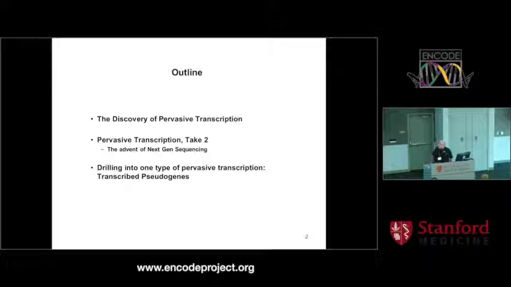So a brief outline of my presentation is going to focus on three components. One is a little bit of background, and this actually goes to the beginning of the ENCODE project. For those of you who were part of ENCODE at the beginning, you could remember that this was a bit of a talking point. It was about the discovery of pervasive transcription. Then I'll follow up with a more recent look at pervasive transcription in the context of ENCODE and modENCODE data with the advent of next-gen sequencing, and then drill down in more detail into pervasive transcription in the context of transcribed pseudogenes.